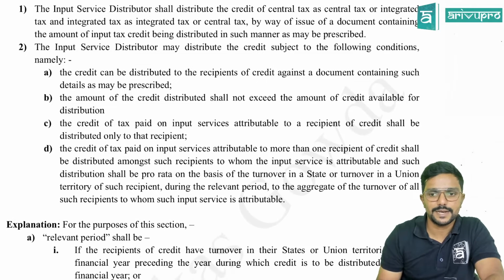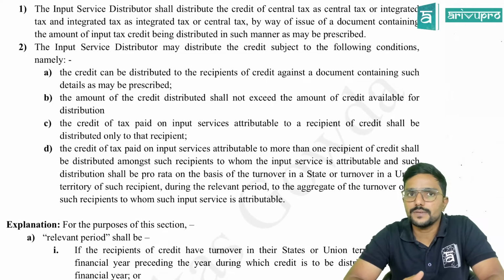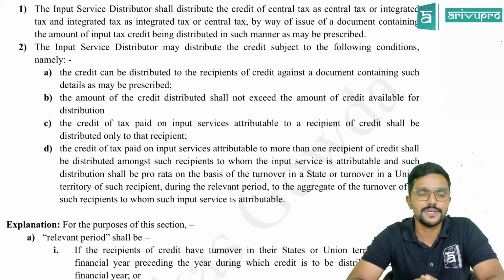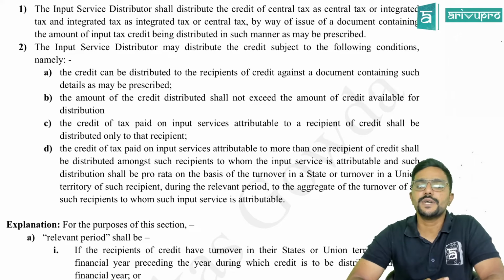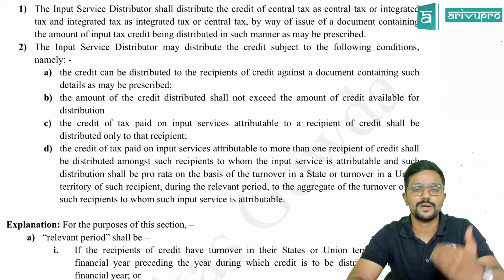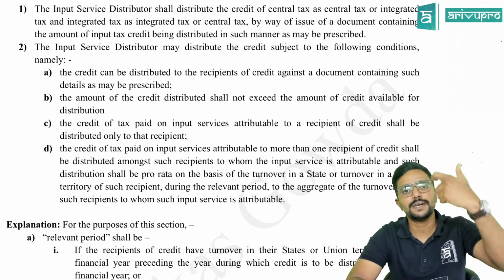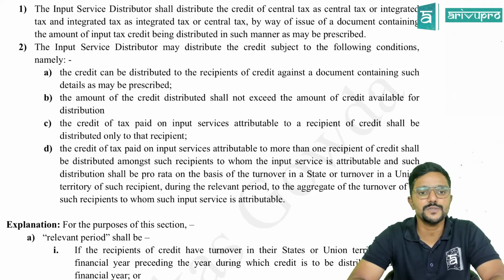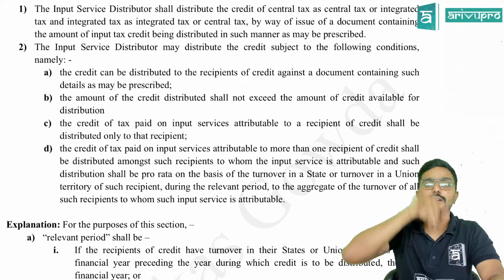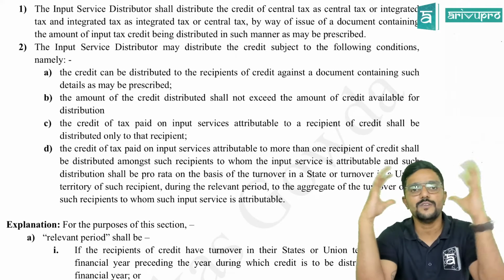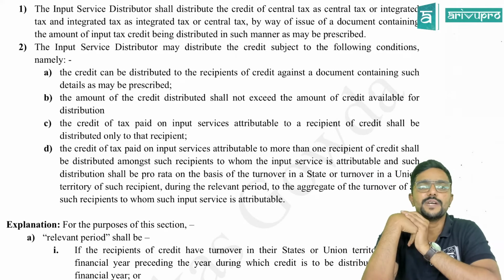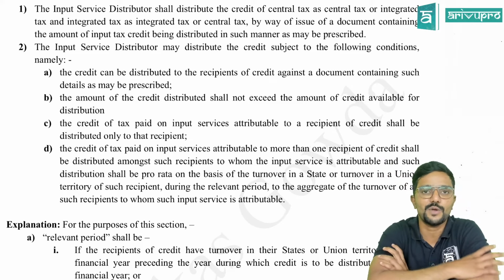Next, the second point. The input service distributor may distribute the credit subject to the following conditions. The credit can be distributed to the recipients of credit against a document containing such details as may be prescribed. So the input service distributor has to give credit along with the document to the respective branches. The amount of credit distributed shall not exceed the amount of credit available for distribution. In my example, total credit available was 1 lakh. So for all 4 branches put together, how much credit can be distributed? Only 1 lakh. You cannot distribute more than what you have.